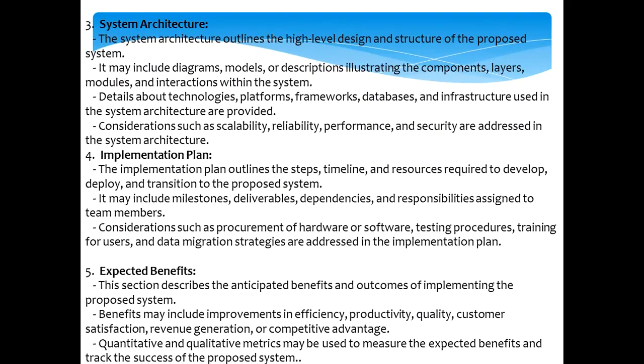Then the system architecture. The system architecture outlines the high-level design and structure of the proposed system. It may include diagrams, models, or descriptions. So here, just based on diagrams. Then the next part is implementation plan. Then the expected benefits of the system.